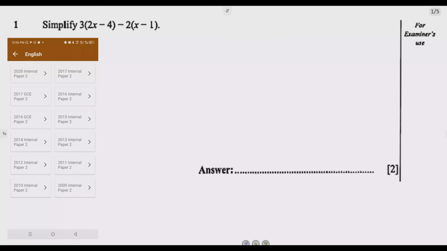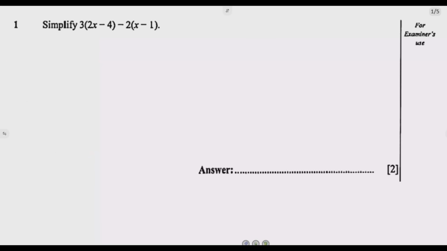So we look at question 1. Simplify 3(2x - 4) - 2(x - 1). This question always comes. The purpose of this question is to test your ability to deal with negative numbers and the brackets. If you follow the principle properly, this question becomes much easier. So let us deal with this question.